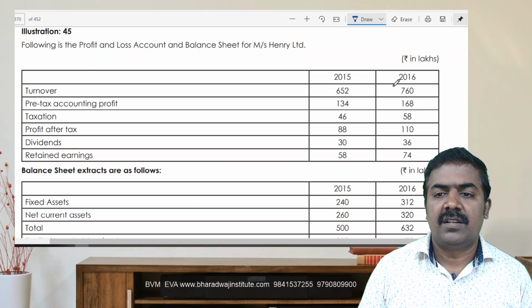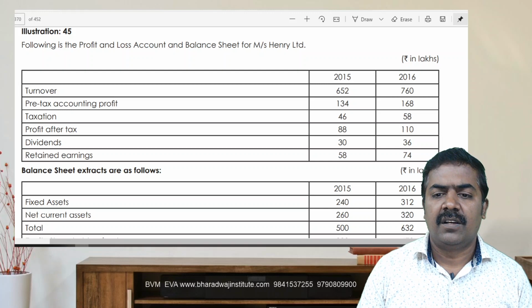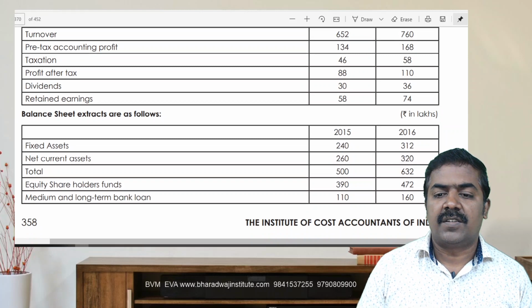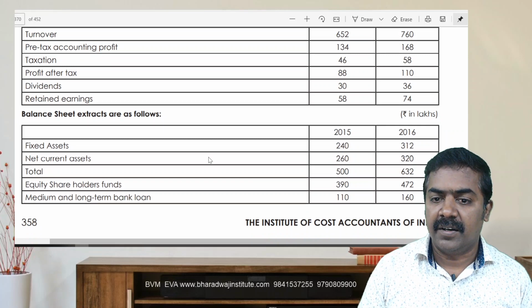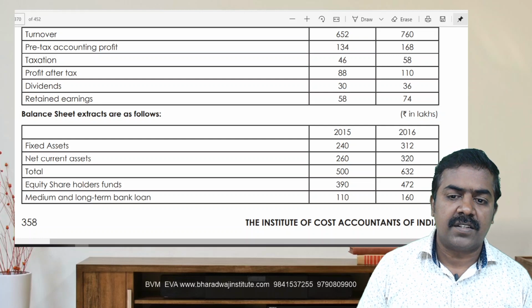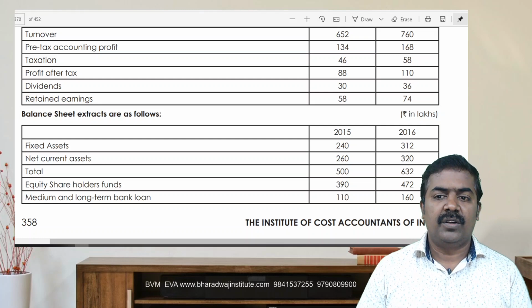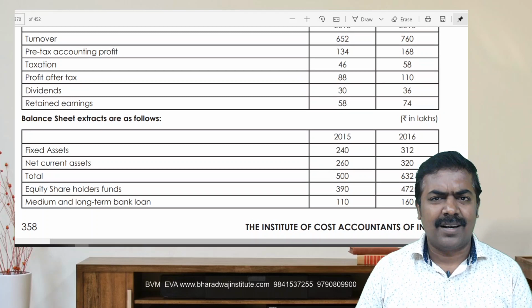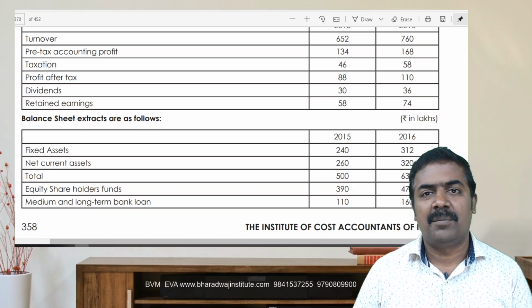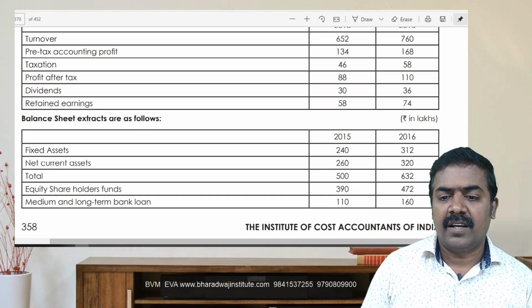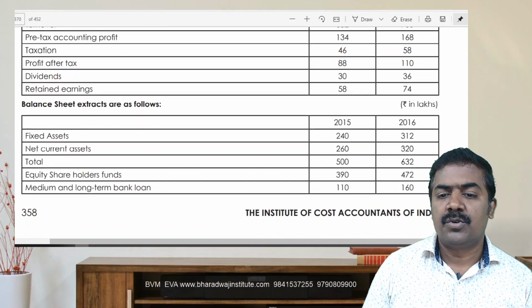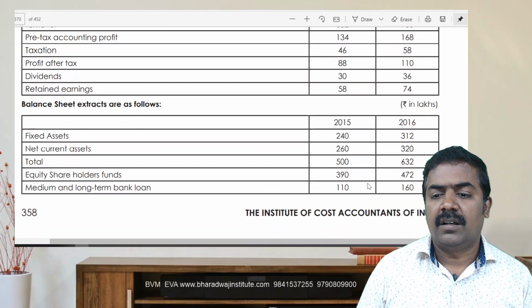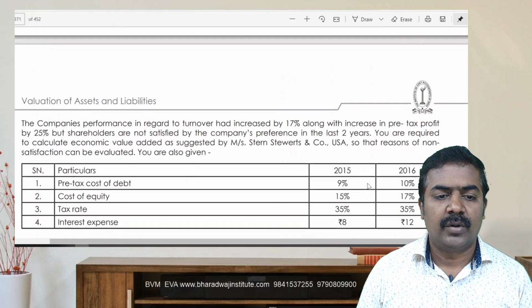Go to this illustration. We are given sales information and pre-tax accounting profit is given, tax is given, profit after tax is given, dividends are given, retained earnings are given to us. Fixed assets, net current assets means current assets minus current liability. You know, in financial management, you should have learned this. What is gross current asset? Current asset. What is net current asset? Current asset minus current liability, otherwise working capital. So, this is like capital employed. This includes equity shareholders funds and long term bank loan like that.